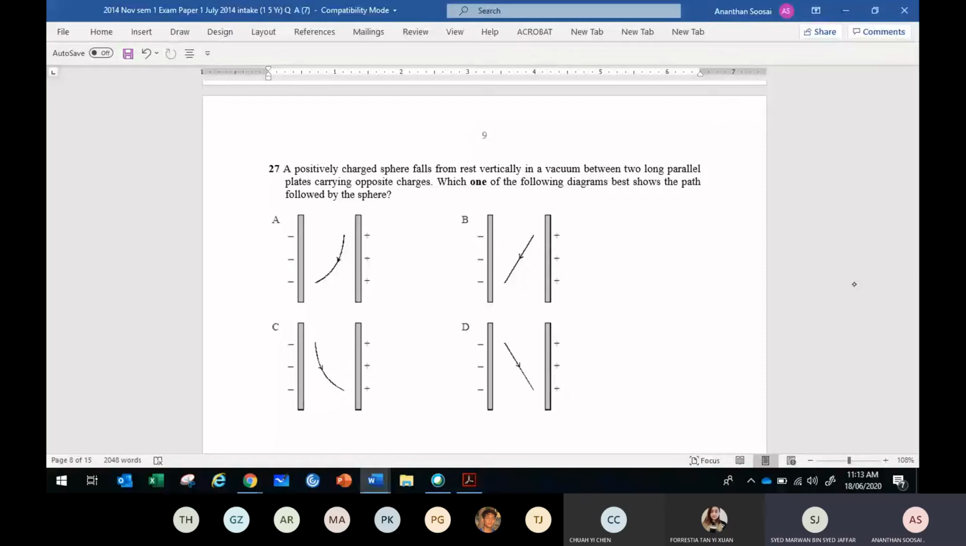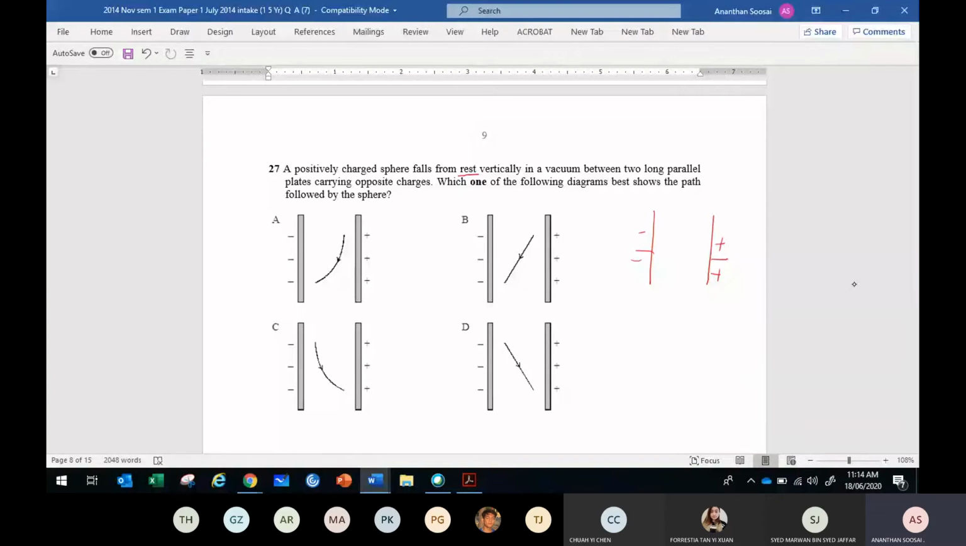A positively charged sphere falls from rest. Remember, it falls from rest, vertically in a vacuum between two long parallel plates carrying opposite charges. Which one of the following diagrams best shows the path followed by the sphere? So you have two parallel plates, negative and positive. A positive charge is just dropped.